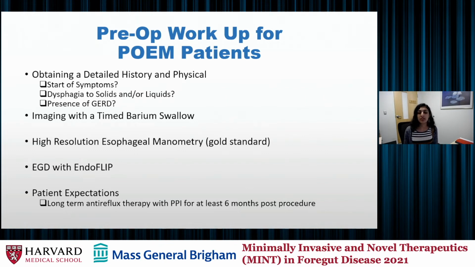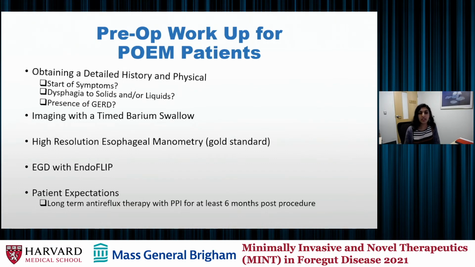Additionally, we also want to make sure that they have thorough imaging and even an endoscopy workup. So again, a timed barium swallow is important. An esophageal manometry, which is mostly the gold standard for achalasia, and even an EGD with EndoFLIP. And the EGD, or the endoscopy, can also help rule out other causes of the patient's symptoms, and even other maybe physical causes besides it too.